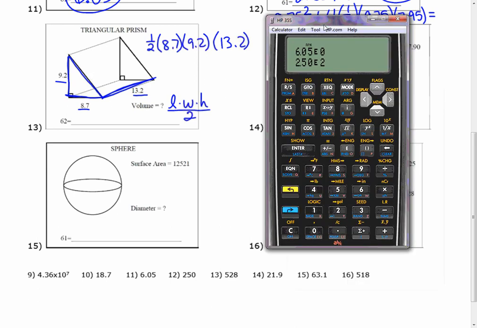So when we go to type that in, I would just leave the fraction for the end because we can just divide by 2, and that's fewer keys we'll press. So I would start with the 8.7, enter, 9.2 times, 13.2 times, and then for the 1/2, do 2, divide. So 5.28 times 10 to the second, or move that decimal to the right twice, and get 528.